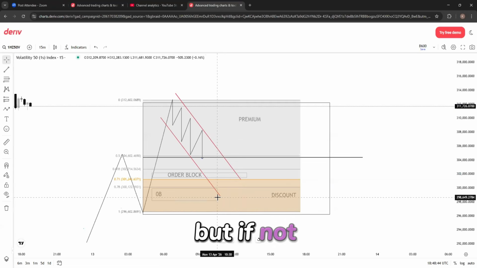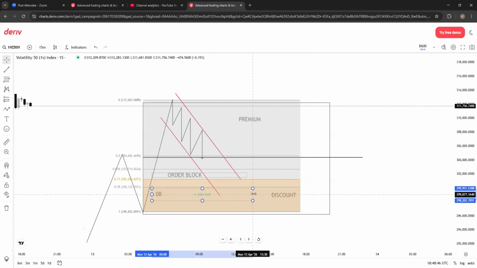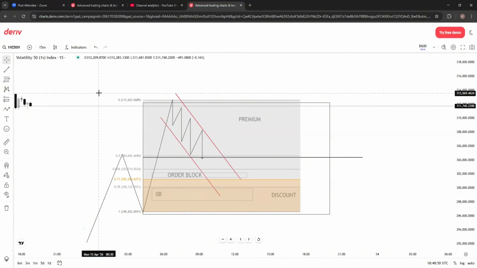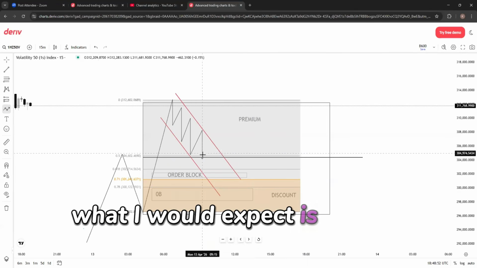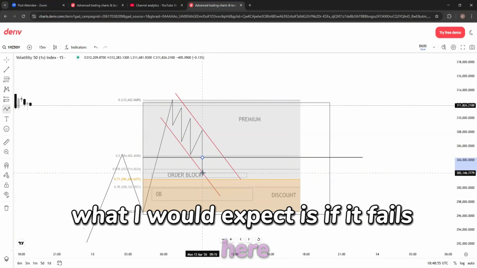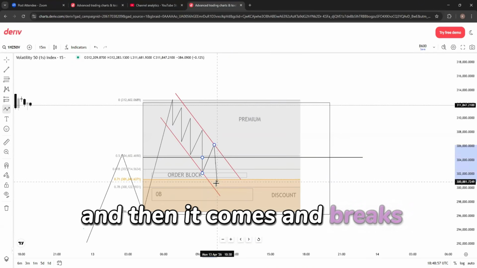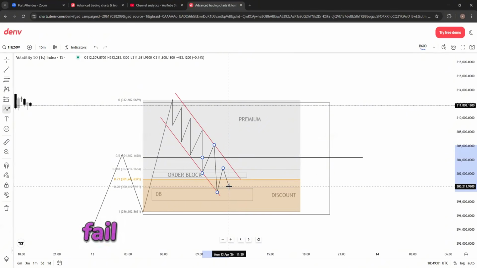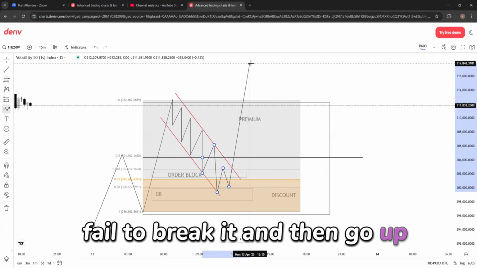But if not, then since we know that we have two OBs, what I would expect is if it fails here and then comes and breaks through and goes down, I would expect it to act on my second order block, fail to break it, and then go up.